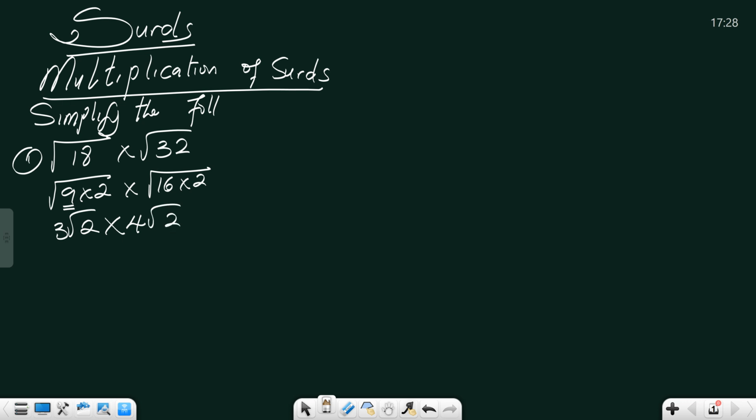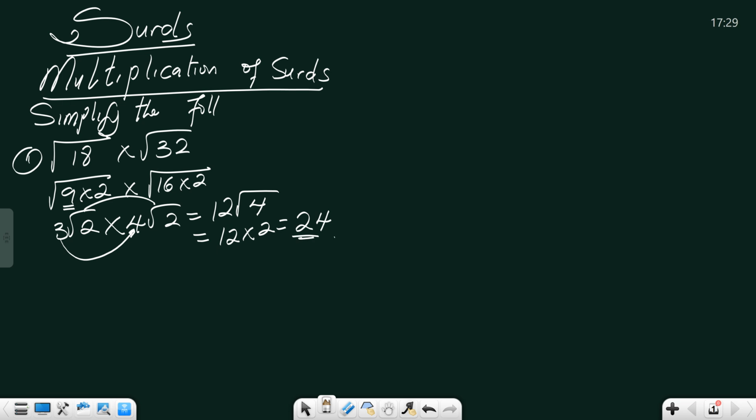Now this, what will I do? This number goes with this. That's 3 times 4, I have 12. And this root goes with this. Root 2 times root 2, that will give me root 4. And that will be 12. Root 4 is 2. 12 times 2, then I have 24 for the first one.